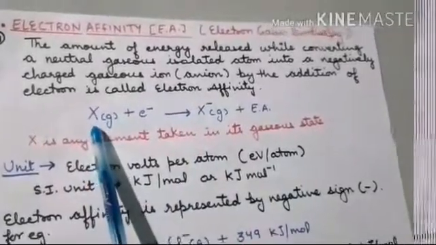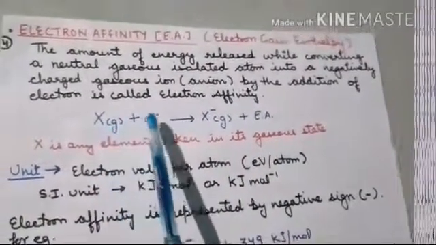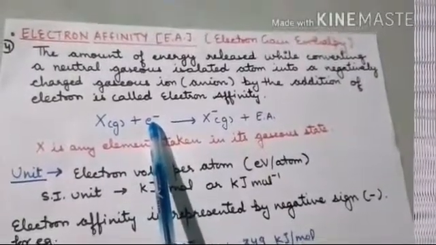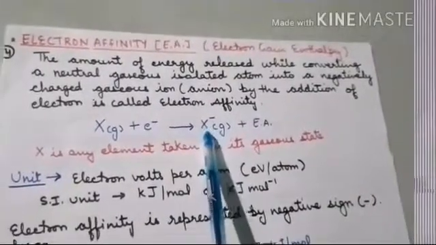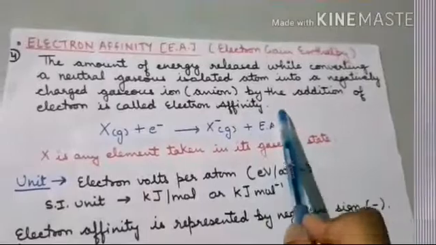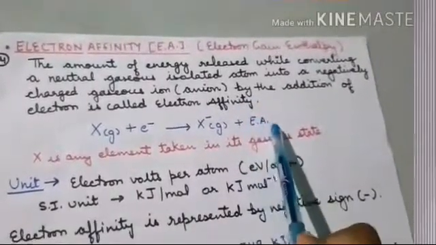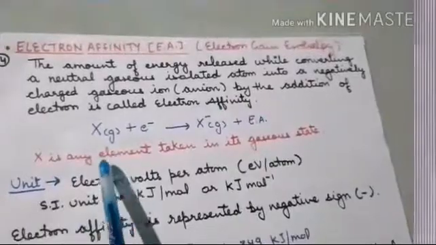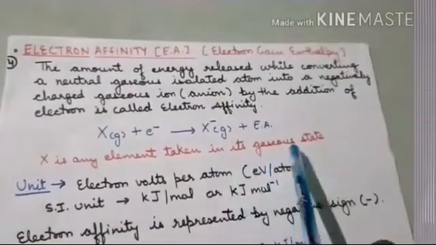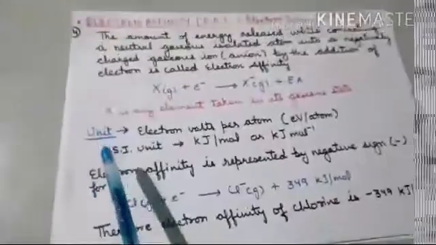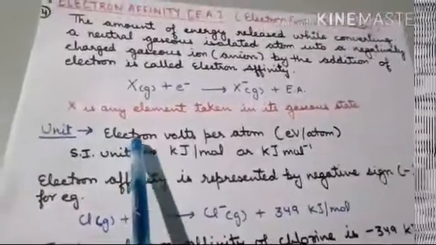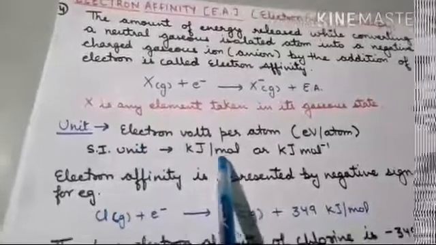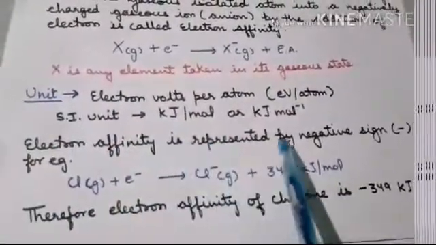Suppose X is an atom of an element, and on addition of an electron, it converts to the negatively charged ion, that is anion. So the energy released during this process is known as electron affinity. X is any element taken in its gaseous state. Now what is the unit? Its unit is the same as ionization potential, electron volts per atom, and SI unit is kilojoule per mole. Electron affinity is represented by a negative sign.